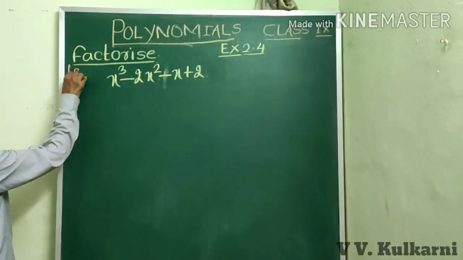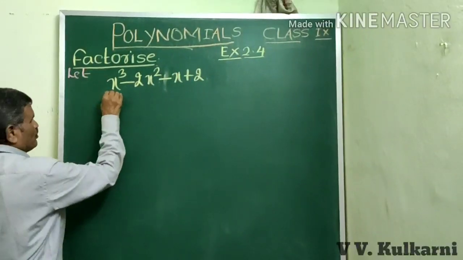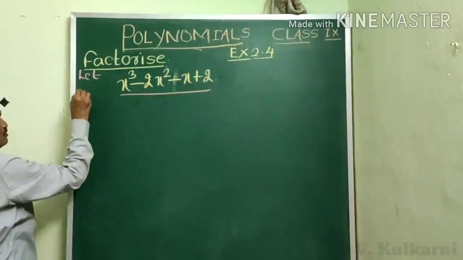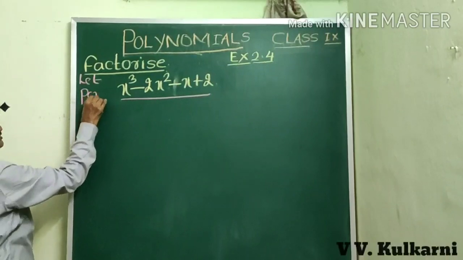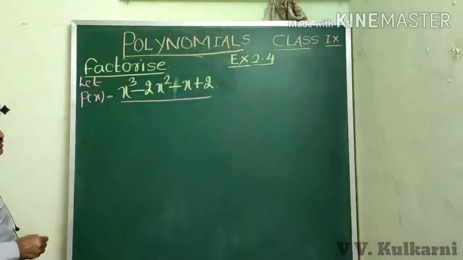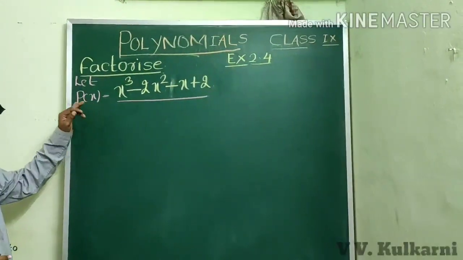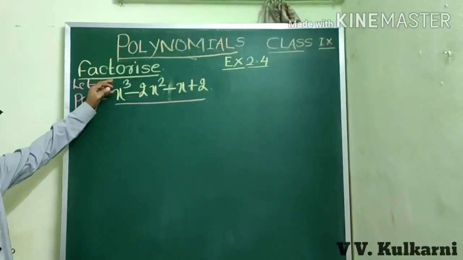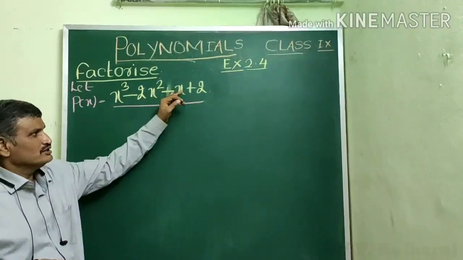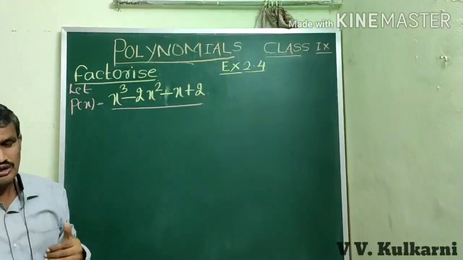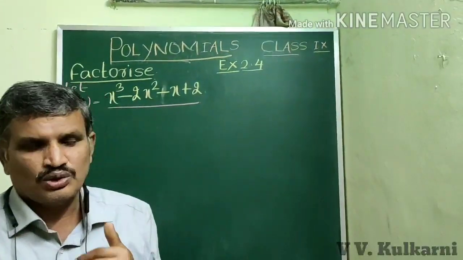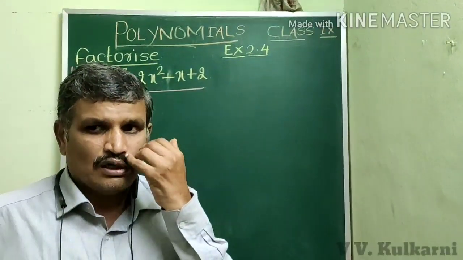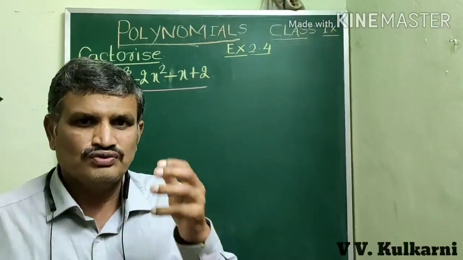Let me say that this polynomial is equal to, say, some value x. Now p at x is equal to x cube minus 2x square minus x plus 2. The first step to find the solutions of a cubic polynomial is we start putting some values for x.